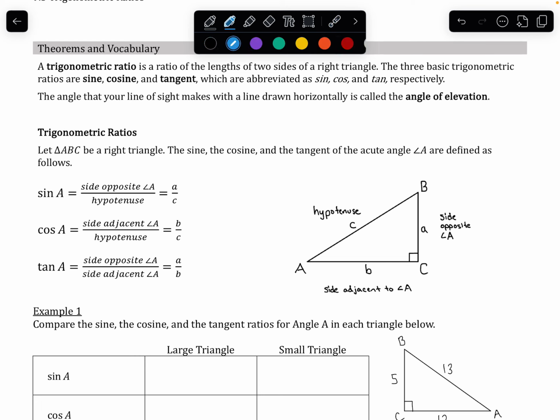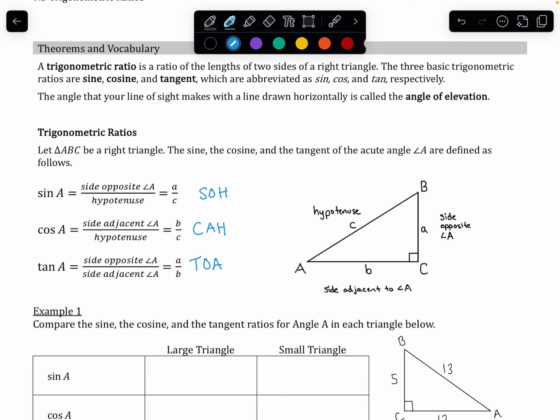One way I learned to remember it, and other people learn to remember it, is SOHCAHTOA. So SOH: sine equals opposite over hypotenuse. CAH: cosine equals adjacent over hypotenuse. And TOA: tangent equals opposite over adjacent. So SOHCAHTOA.